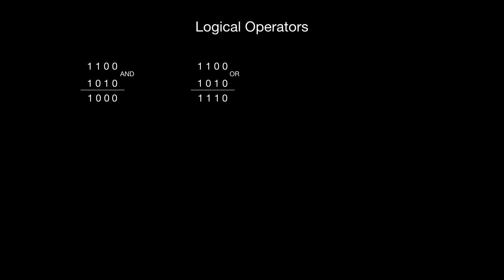So the last operator is the exclusive OR operator. And if the bits are different, it is 1, and if they are the same, it's 0.